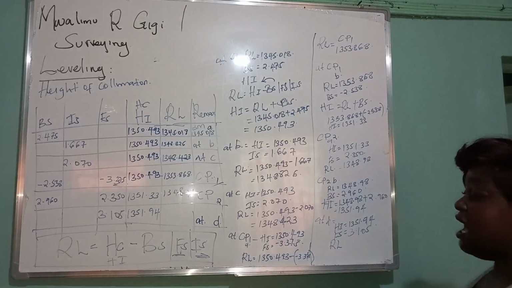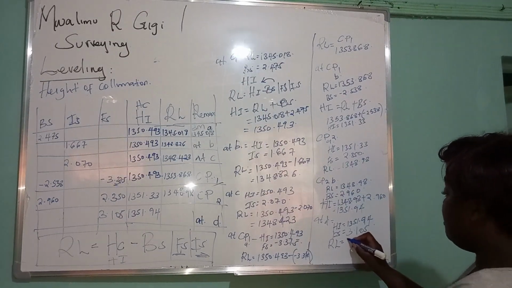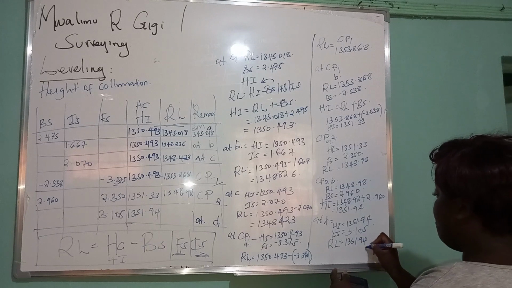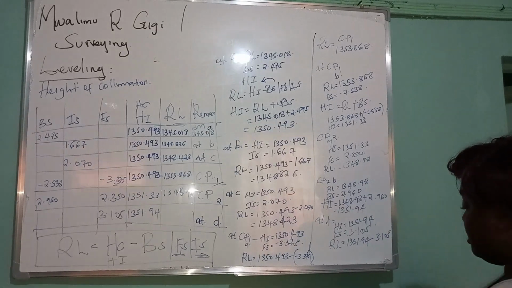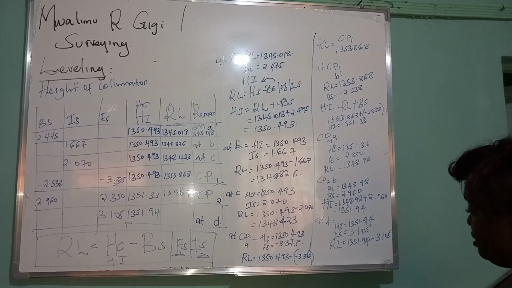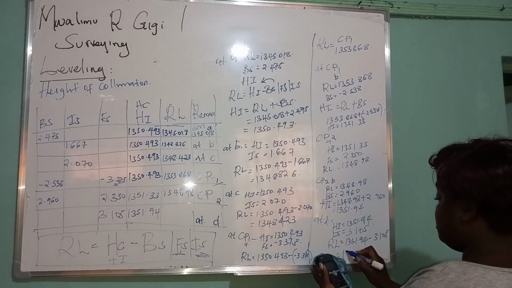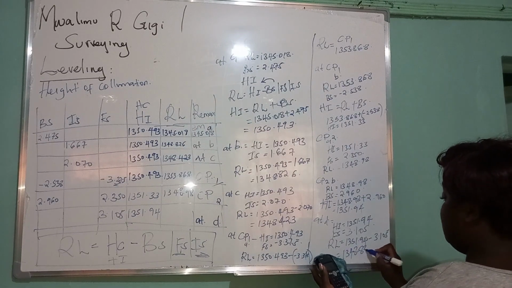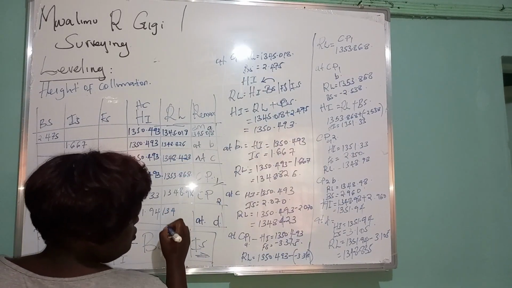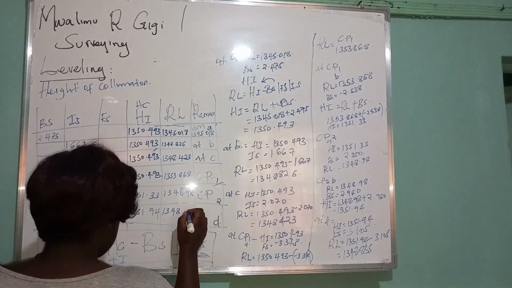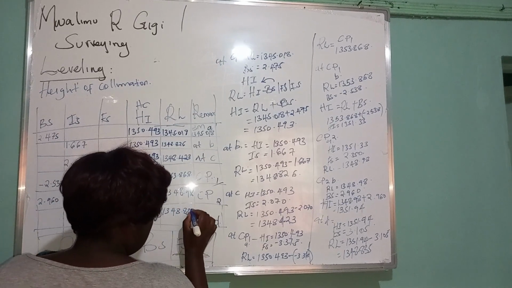So what is the reduced level? We say that the reduced level is height of instrument minus foresight, backsight, or intermediate sight. So the reduced level is 1351.94 minus 3.105. So the reduced level is 1348.835.